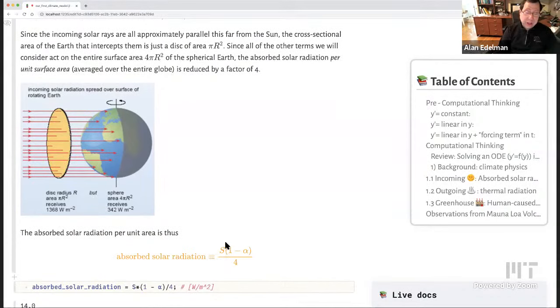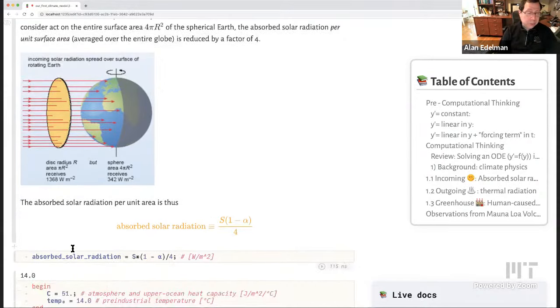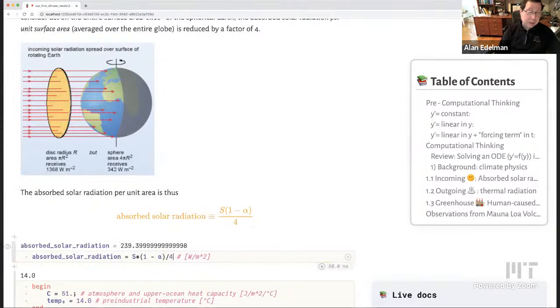S is coming from the sun. We reflect back alpha S, divide by 4 because of this geometry, and that's going to be the official absorbed solar radiation. So I guess I can remove the semicolon, and you can see that this is going to be that number that we have, 239.4.